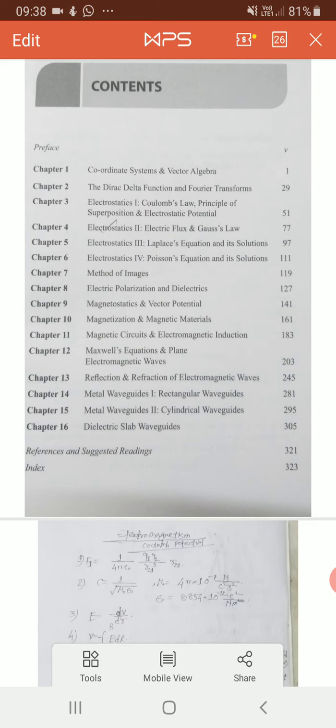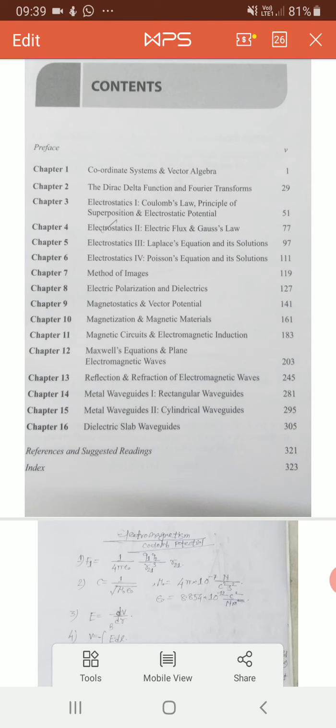coordinate system and vector algebra, the Dirac delta function and Fourier transform, Coulomb's law, electric flux, Gauss's law, Laplace equation, and you can see different names of chapters that actually come in NET, SET or GATE exams or different kinds of such competitive exams. So today we shall start the chapter electromagnetism, that is Coulomb's law.